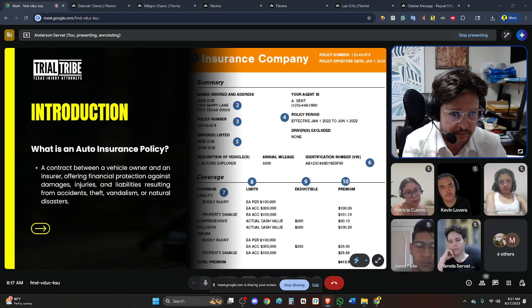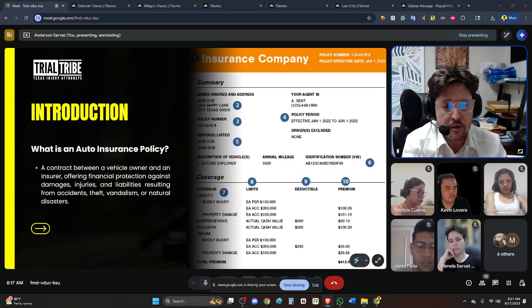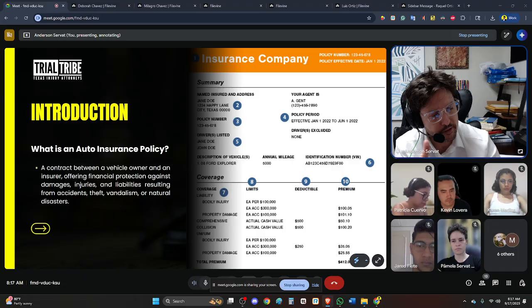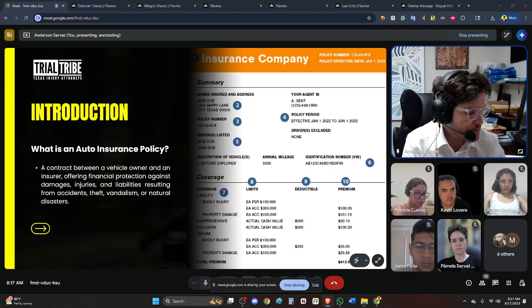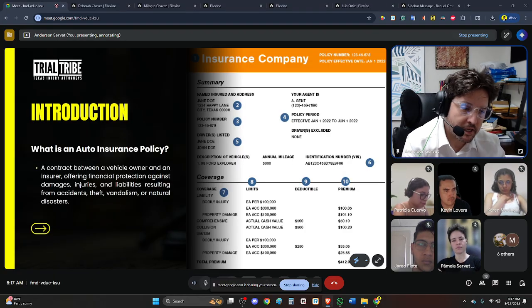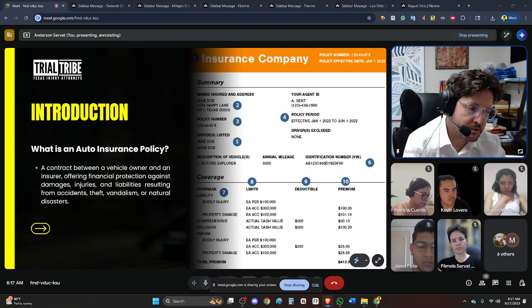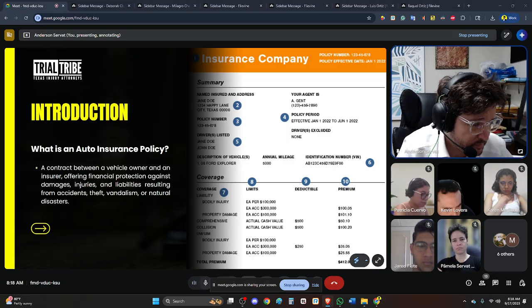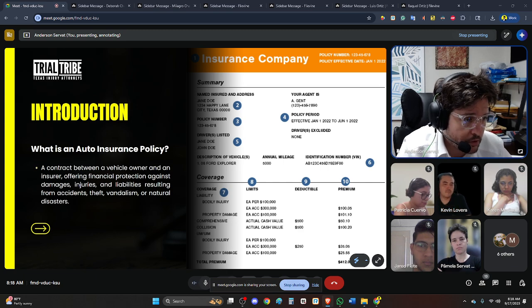The number five is the drivers. We know who is allowed to drive, and sometimes there is an excluded driver, those who are not allowed to drive for some reason. Maybe the mom does not like the kid and does not allow it. Maybe the kid has another policy in his own name, so he doesn't want to pay for two policies, so he is not included in this policy. It depends on the exact situation, but it's good to know if the person is authorized to drive or not.